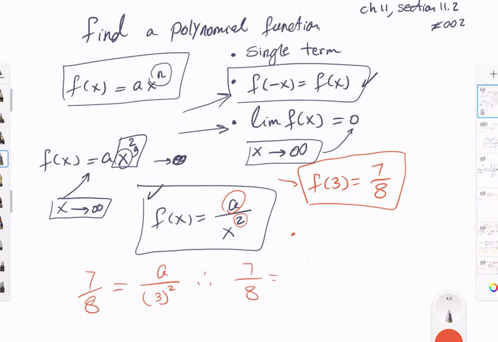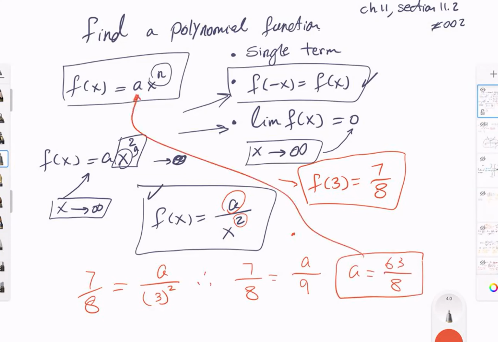7/8 equal to a over 9. A will be 63 over 8. So we solve for a, and we have n, which is -2. So final answer will be f of x equal to 63/8 x to the power -2.